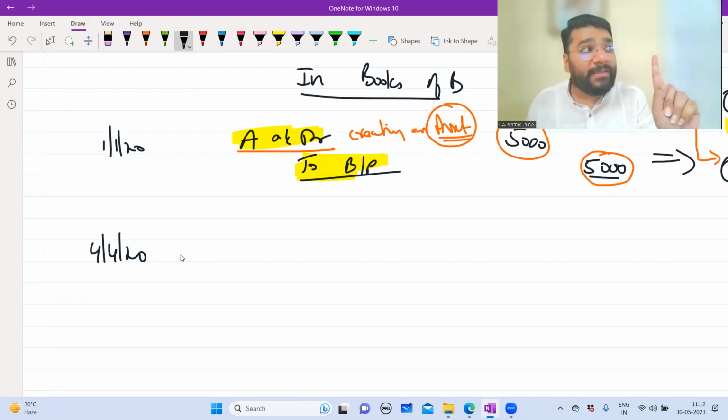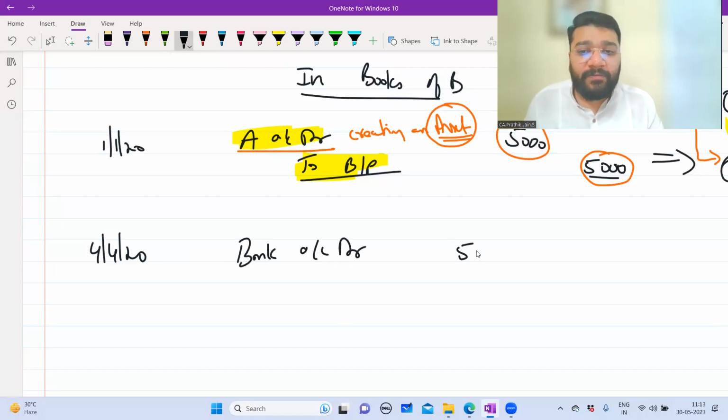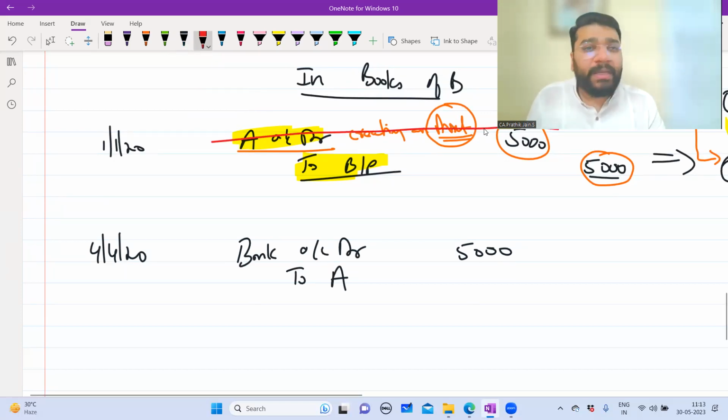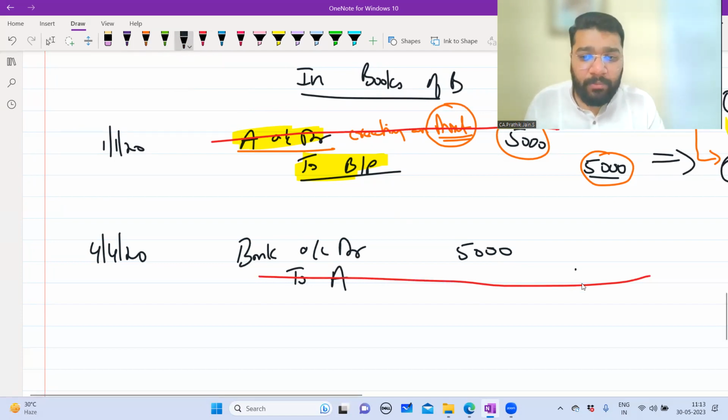And what did we understand in the earlier classes? The check is deposited on the same day. What will we debit? Bank. Very good. So bank account debit, how much? 5,000. To what? A. Credit the giver, A. Which means the moment the check is received, guys, the A account, an asset, is opened here and closed here. Any problem?